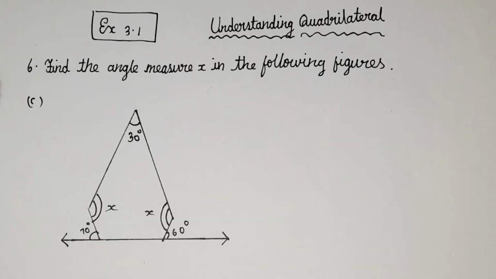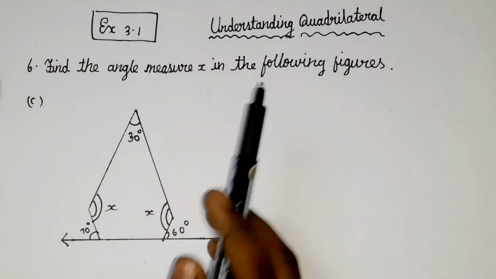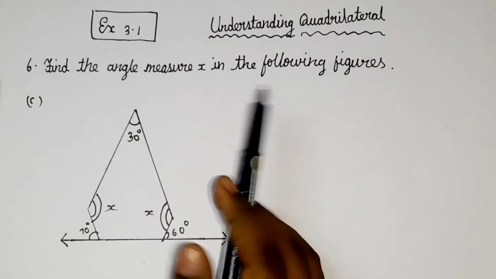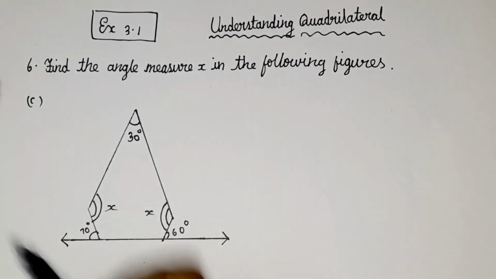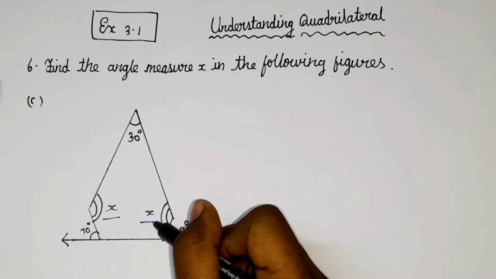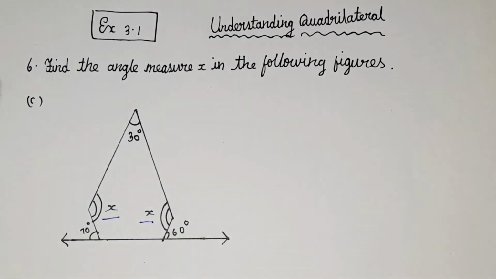Let's read the question. Find the angle measure x in the following figures. So in this, we should find the angle measure x, which means this and this. So this is the third subdivision. In this question, it's really different. Usually we used to have a polygon or a quadrilateral, but in this we don't have a quadrilateral, am I right?